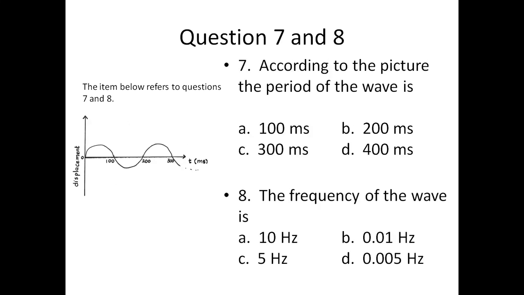Question 7. The item below refers to questions 7 and 8. 7. According to the picture, the period of the wave is A, 100 milliseconds, B, 200 milliseconds, C, 300 milliseconds, D, 400 milliseconds. 8. The frequency of the wave is A, 10 Hz, B, 0.01 Hz, C, 5 Hz, D, 0.005 Hz.